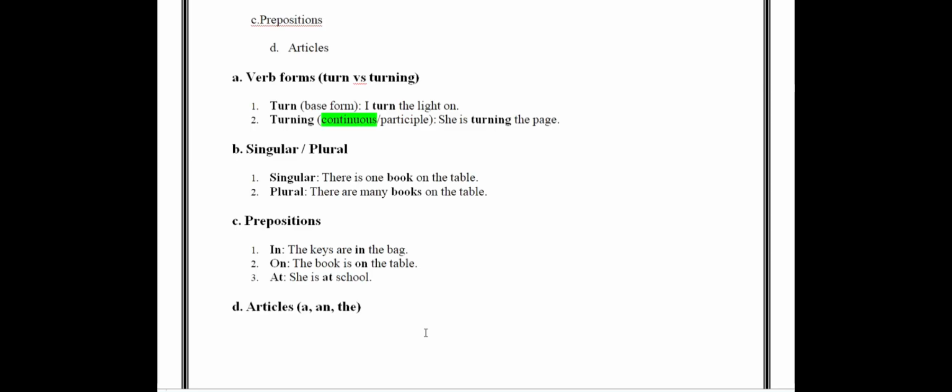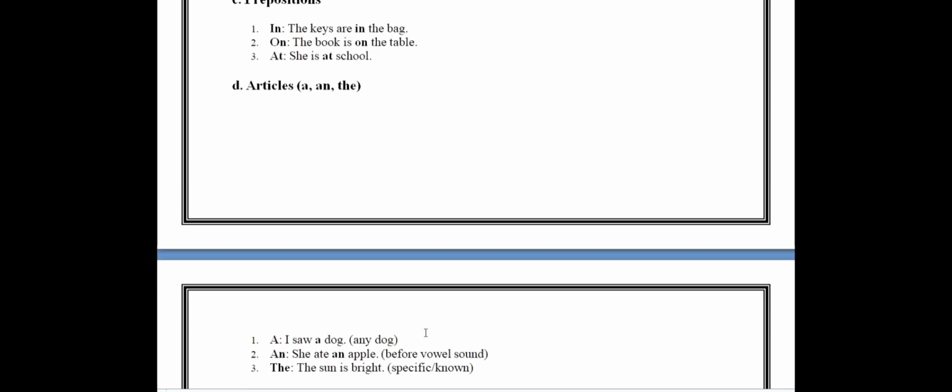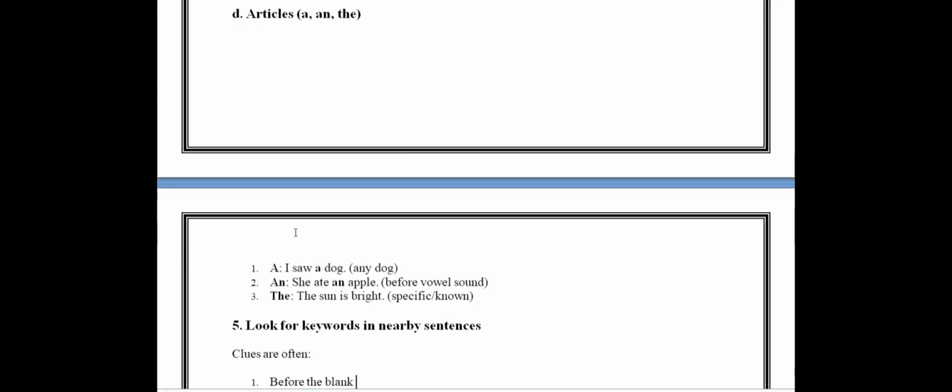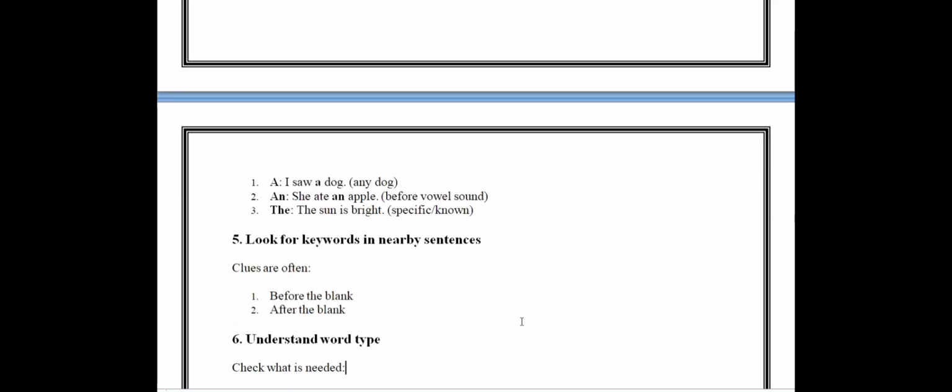Articles are the simplest ones in the grammar chapter, and the most ignored ones also. What are articles? A, an, and the. For example, I saw a dog. A dog, so it can be any dog. Second, she ate an apple. Before the vowel sound, the article an is required.